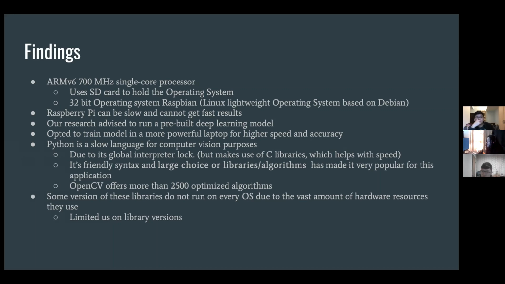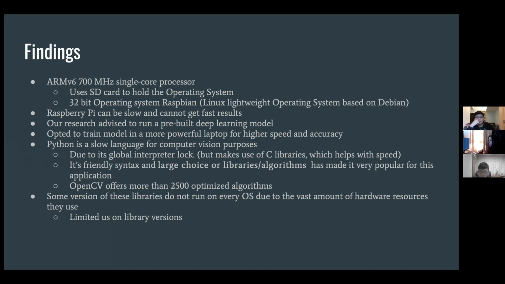Python is also a very slow language for the purpose of computer vision. This is due to its global interpreter lock, but it does make use of C libraries, which helps it with speed. At the same time, it has very friendly syntax and a large choice of library algorithms that has made it very popular for this application. For example, its OpenCV library offers more than 2,500 optimized algorithms.